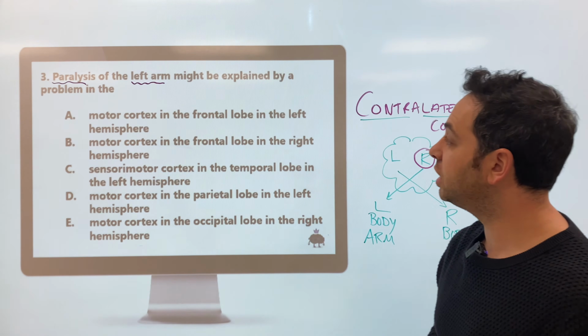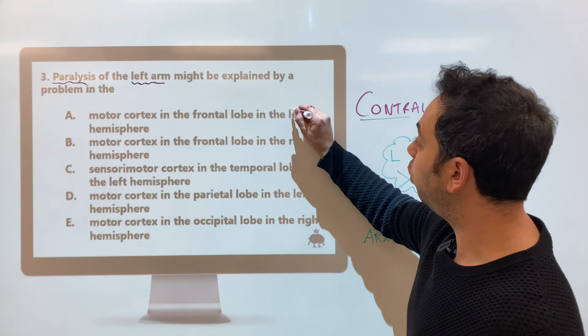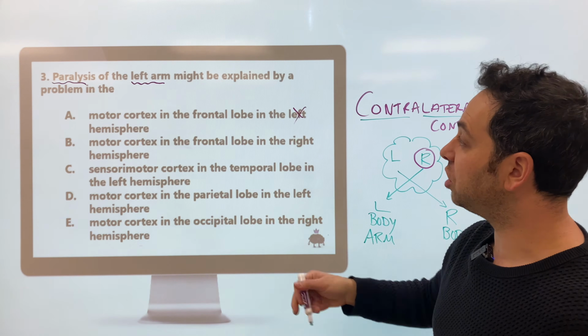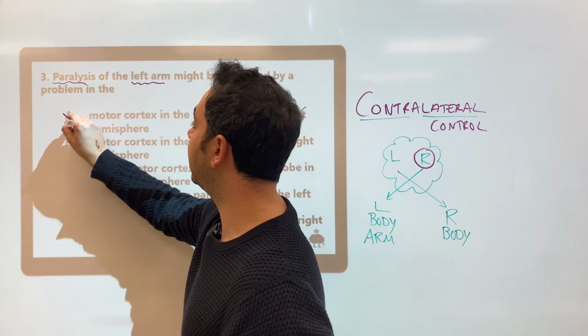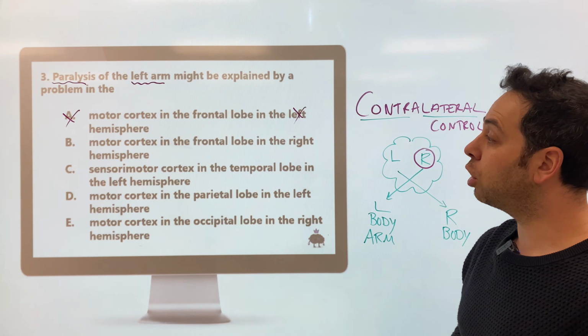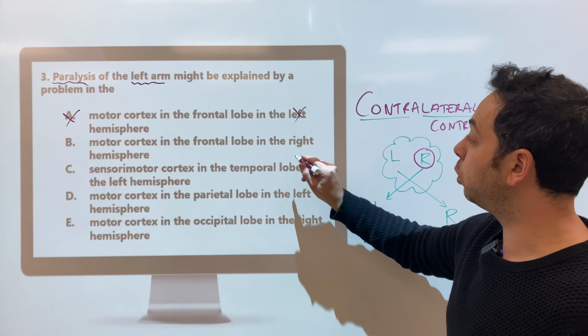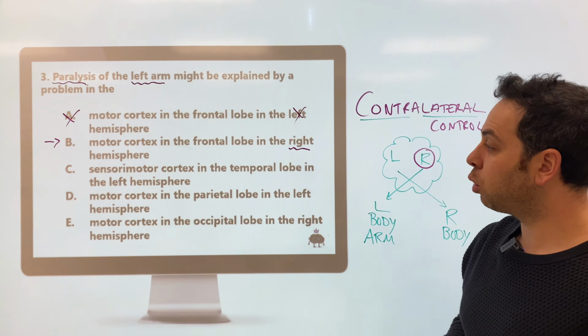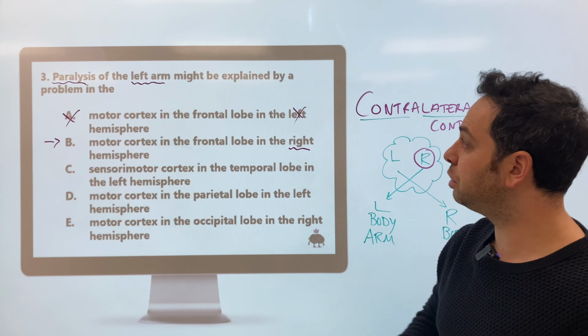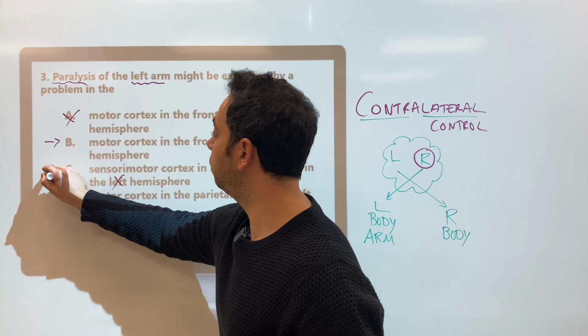Letter A, motor cortex in the frontal lobe in the left hemisphere. Nope, we don't want that. Remember, everything is crisscross. It can't be left arm, left hemisphere. It has to be left arm, right hemisphere. That can't be right. All right, letter B, motor cortex in the frontal lobe in the right hemisphere. Well, it says right, so we're going to keep that one. Letter C, sensory motor cortex in the temporal lobe in the left hemisphere. Nope, it says left. Let's cross that off.